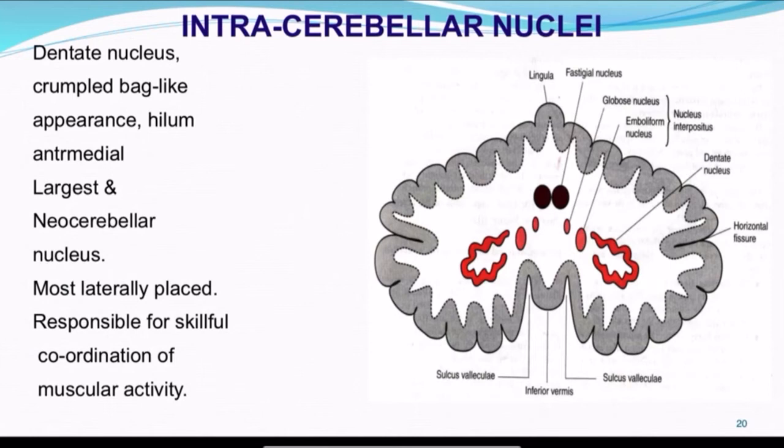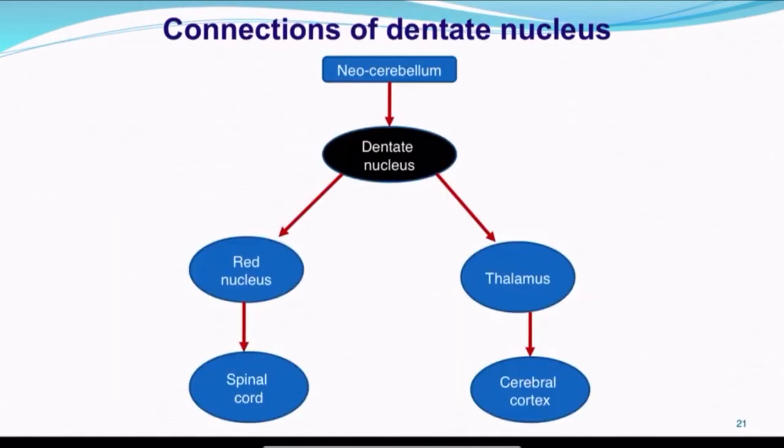Its hilum has an anteromedial position. It's the largest and a neocerebellar nucleus, which means it has more connections with the cerebral cortex or cerebrum. It's most laterally placed, responsible for skillful coordination of muscular activity. So anything which has more cerebral cortical connection is more responsible for skillful coordination of muscular activity.